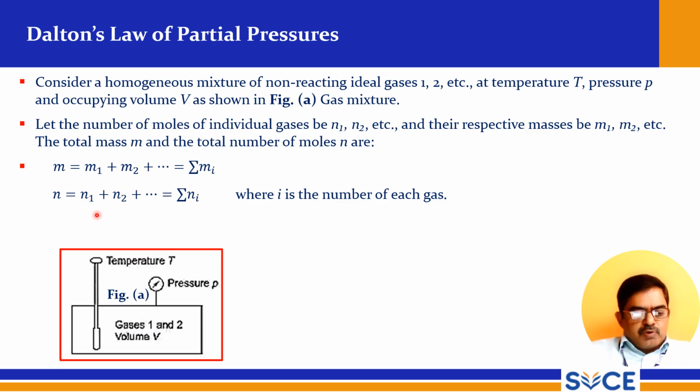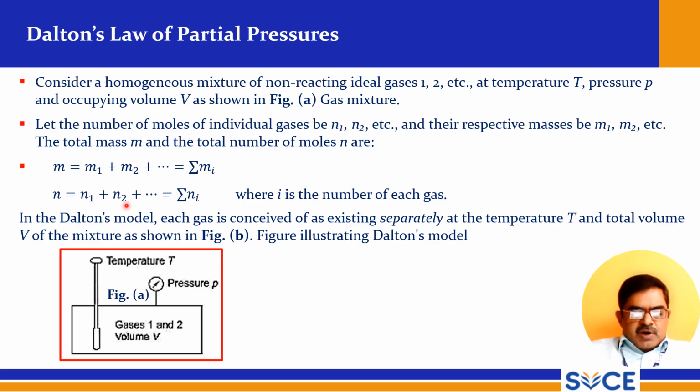So the number of moles of each gas is summed here to get the total number of moles, where i indexes each gas. However many gases there are in the mixture, we have that many values of n here.